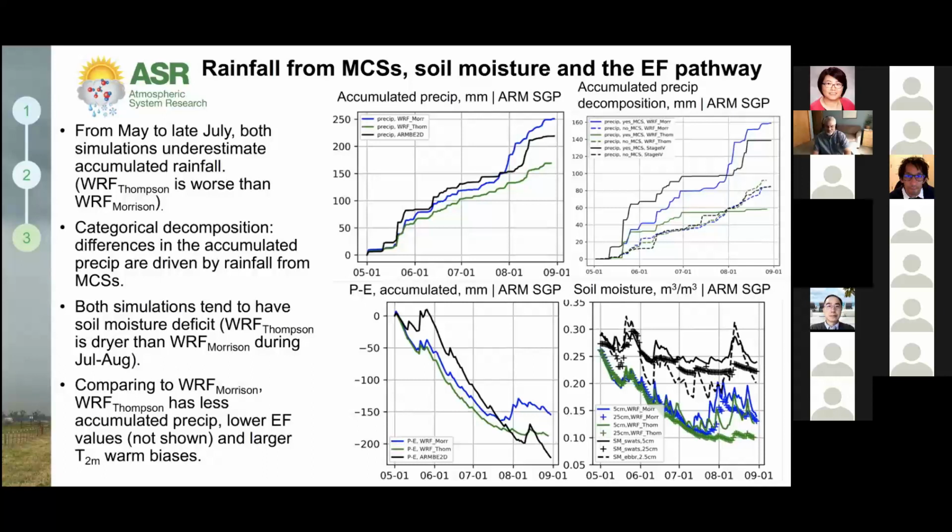Number three, this precipitation, soil moisture, evaporative fraction pathway is still very valuable to look at as the community moves towards the convection permitting era.